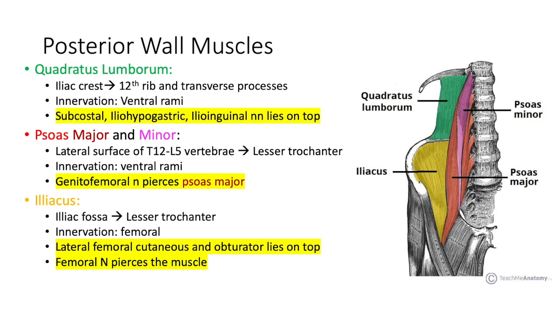Iliacus, it's sitting right there in that iliac bowl, I like to think of it. So it's from the iliac fossa to our lesser trochanter, just like psoas was, going to that lesser trochanter. It's innervated by the femoral nerve, which is different from our other two, innervated by ventral rami, and lateral femoral cutaneous and the obturator lie on top. So the femoral nerve pierces this muscle, so it's also lying there as well.